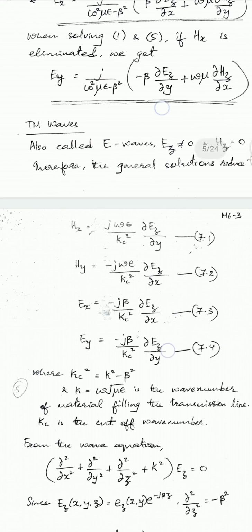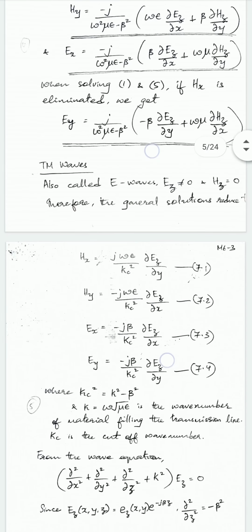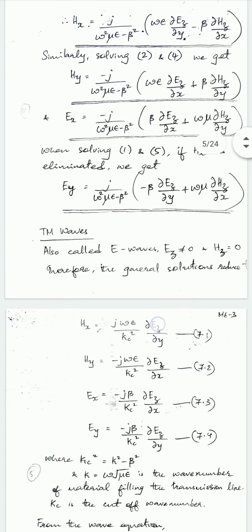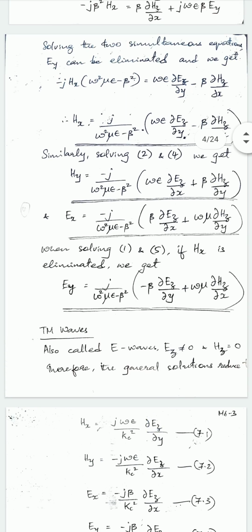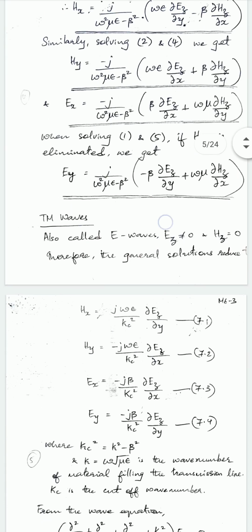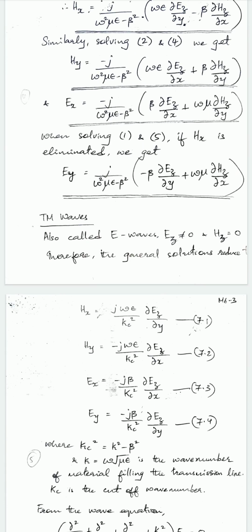Then we can define what is TM wave. TM wave means Ez is not equal to 0 and Hz equal to 0. In this whole expression, Hx, Hy, Ex, Ey are all in terms of Ez and Hz. So put Hz equal to 0 in this expression, then you will get the TM mode, that is Hx, Hy, Ex, Ey with Hz equal to 0. So that is TM waves.